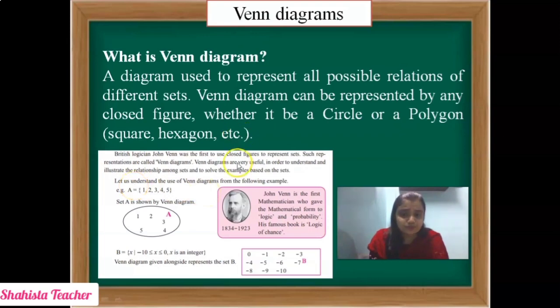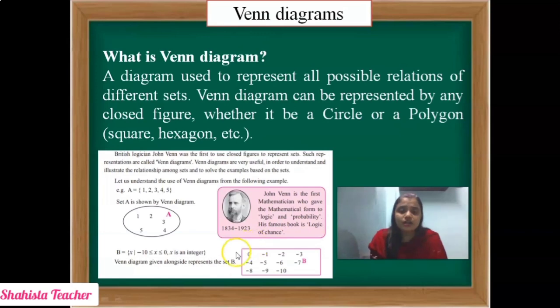Venn diagrams are very useful to understand and illustrate the relations among sets and to solve examples based on sets. Here is the second example. B is equal to {x such that minus 10 is less than or equal to x and x is less than or equal to 0, x is an integer}. The Venn diagram given alongside represents set B. A Venn diagram helps to represent a set.